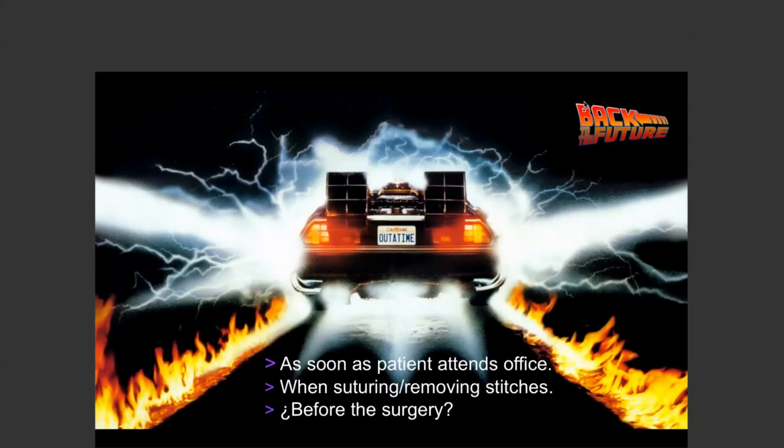The other one, if we are the ones that suture or remove the stitches in a wound, we can actually act in that precise moment. Or there are even some papers that try to use non-ablative fractional laser even before the surgery, even before the trauma. So these should be the 3 panoramas where we can start acting on the scar tissue.